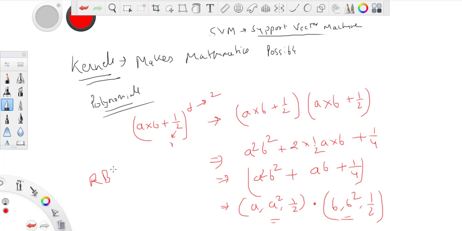So there is one more kernel called RBF or radial kernel. This calculates this relationship in infinite dimension, right? So that is all possible because of kernels. So kernels is pretty important part of a support vector machine. Next we'll see the mathematics behind SVM in more detail. Thank you.